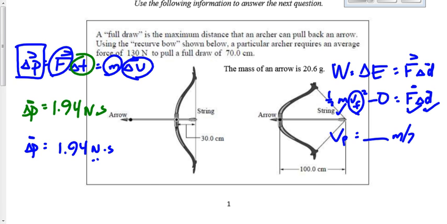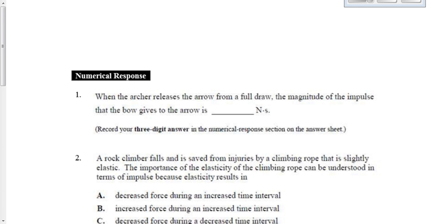How many people got 1.94, by the way, for that? Good. That's good, actually. I'm happy with that. That's a hard question. For that many people to have gotten it correct is a pretty positive thing, I think.